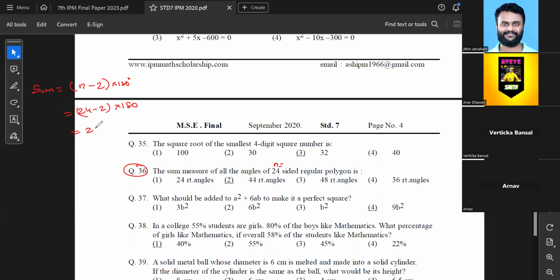So 24 minus 2 is 22 multiplied by 180, which can be written as 2 multiplied by 90. Now why did I do that? Because the options are in right angles. Right angles mean 90. So 22 multiplied by 2 gives me 44. 44 multiplied by 90 degrees, right angles. Hence your answer is 44 right angles. Option 2 is your correct answer.